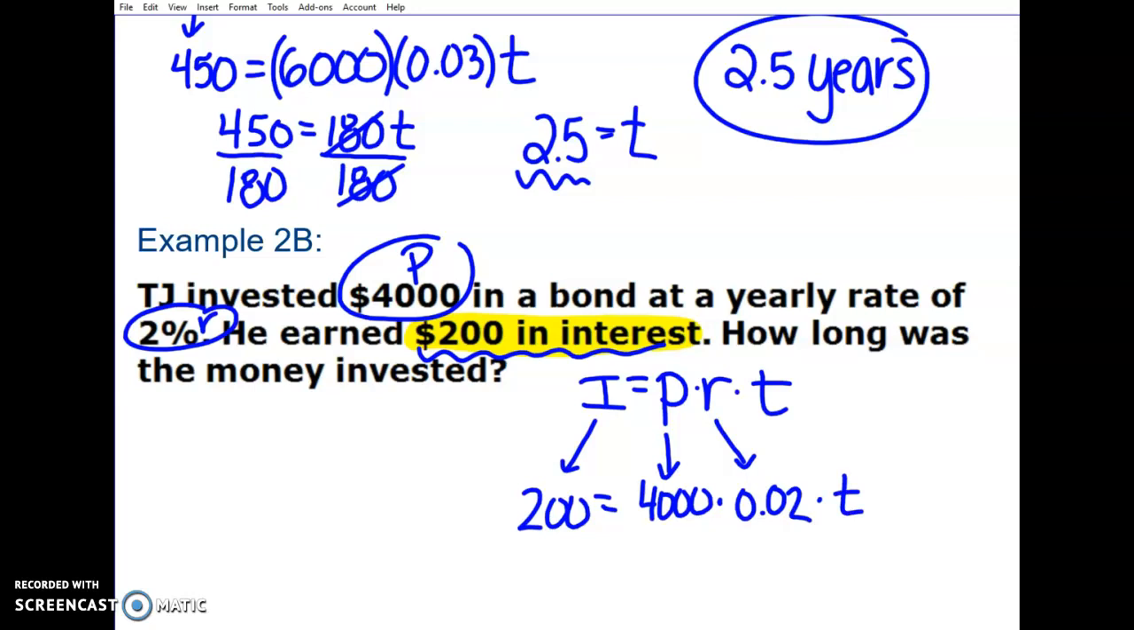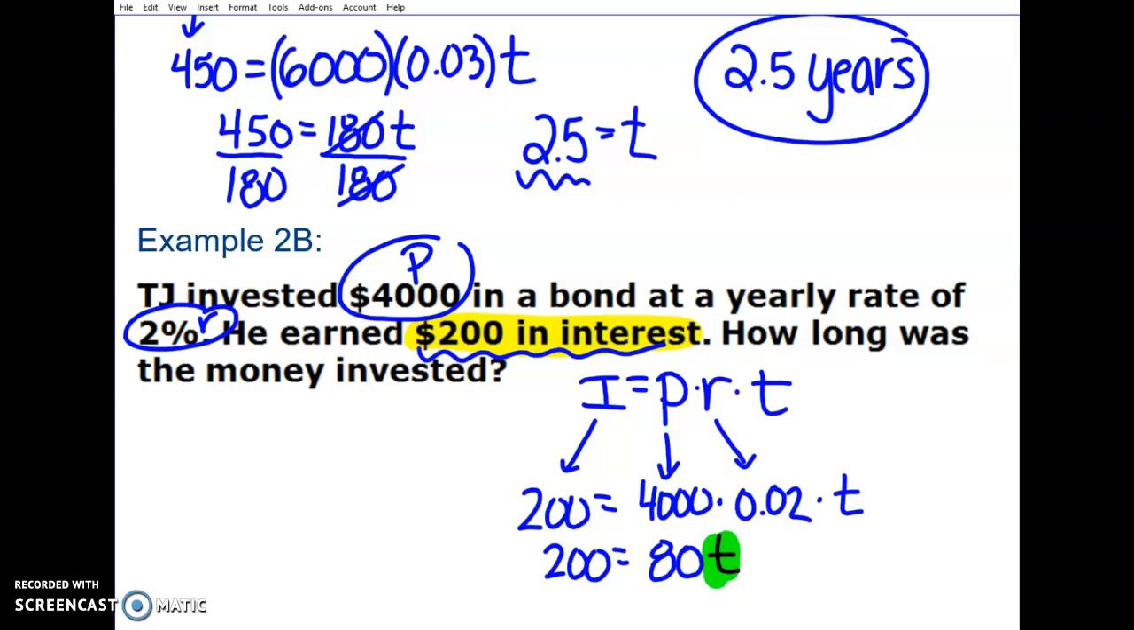So I'm going to simplify the equation. Looking at the right-hand side, I can take 4,000 and multiply it by 2/100ths, and that gives me 80. So 80 times t is the same as 200. I want to isolate my variable. I want that by itself.